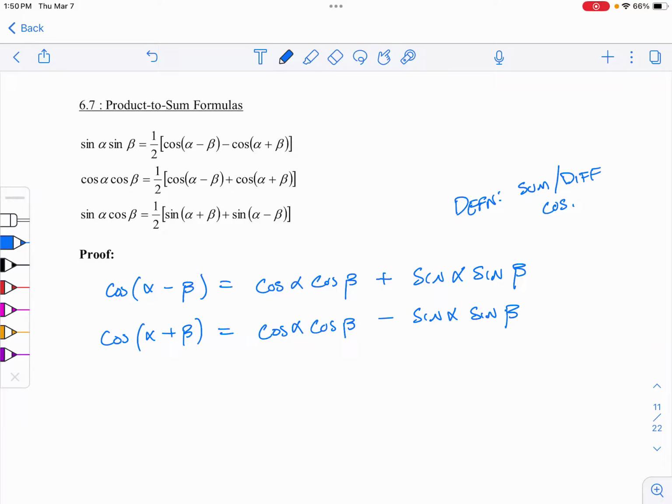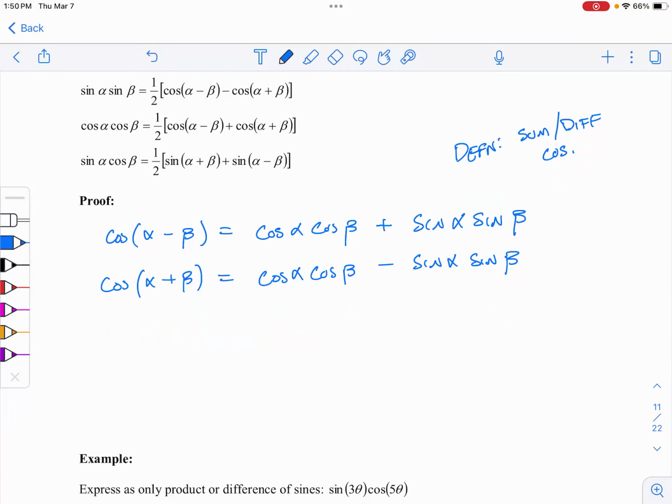All right, so that's just writing out the definition. Literally, that's all this is. This is the definition of the difference with cosine. This is the definition of the sum with cosine. Now I'm going to do something we do very, very often in math. I'm going to add two equations together.